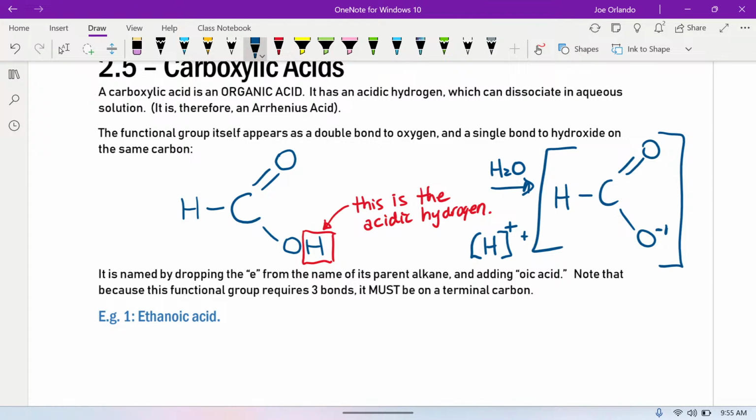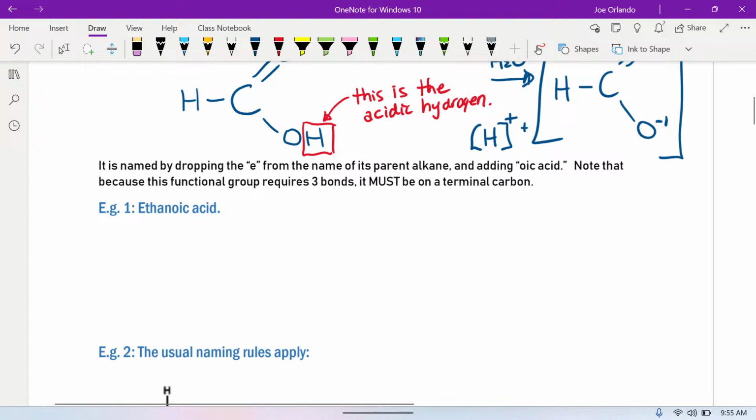Now, could this be inside of a chain? Could we do this on carbon 3 of a pentane? What do you think? Does it have to be terminal? Beautiful. Yeah, perfect answer. This setup, this carboxylic acid requires how many bonds? 3. 1, 2, 3. So it can only go on the end of a chain. It can only be terminal. Very good. That was an excellent answer, guys.